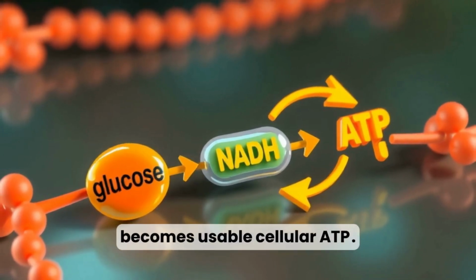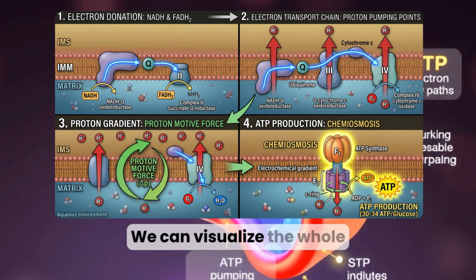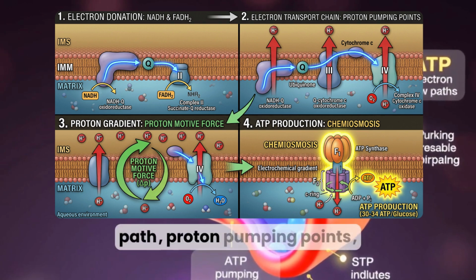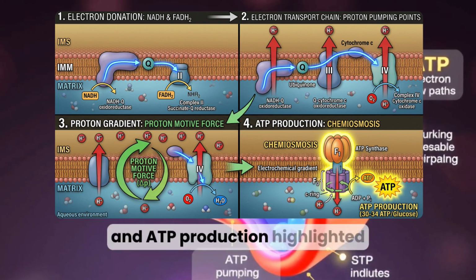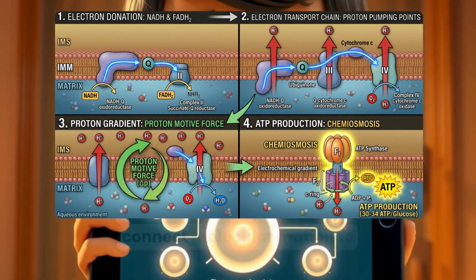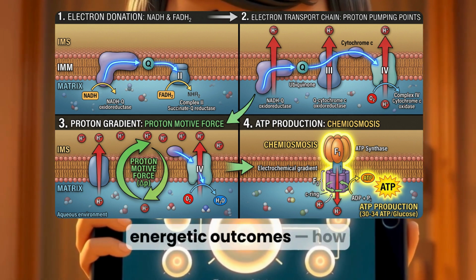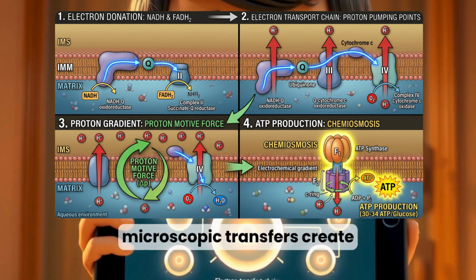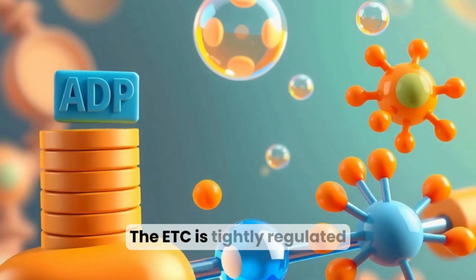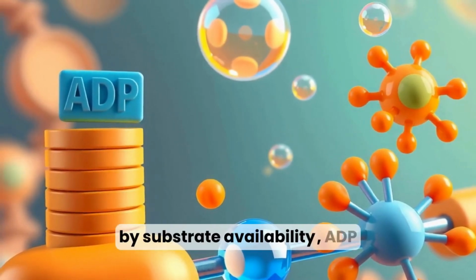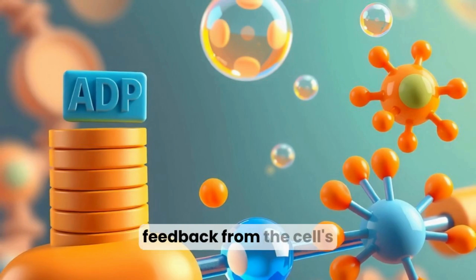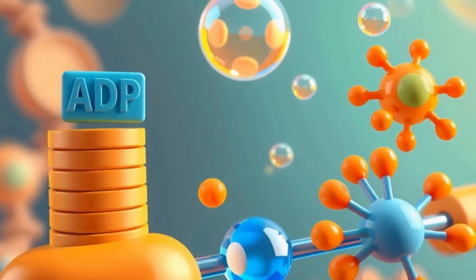We can visualize the whole process with step-by-step overlays. Electron path, proton pumping points, and ATP production highlighted for clarity. These visuals help students connect molecular motion to energetic outcomes, how microscopic transfers create macroscopic cellular energy supply. The ETC is tightly regulated by substrate availability, ADP levels, oxygen supply, and feedback from the cell's energy demands.